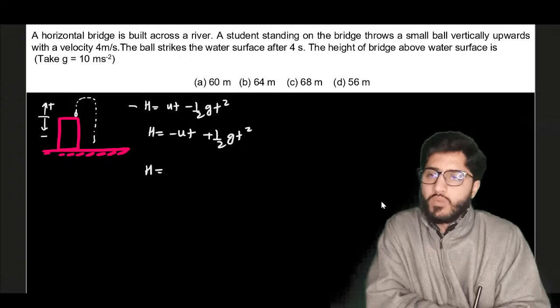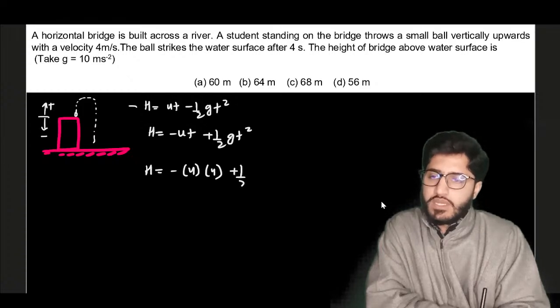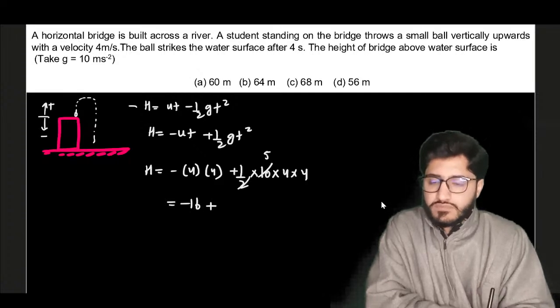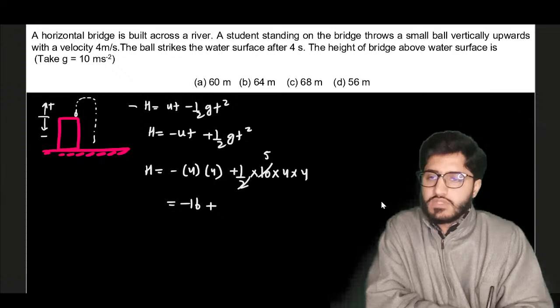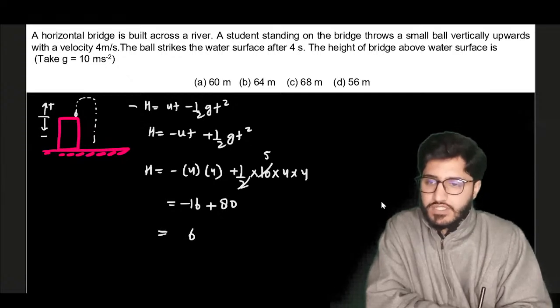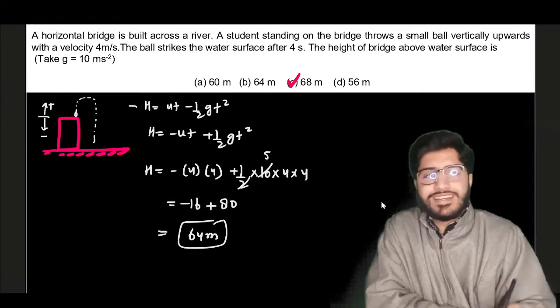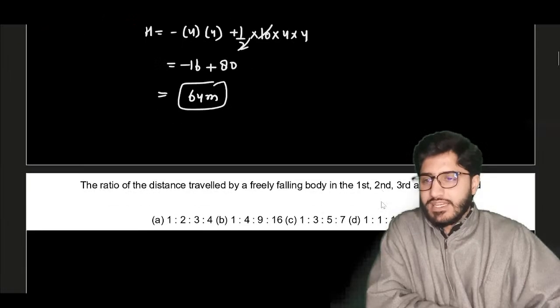H. What is u? It is minus 4. T is, I guess, again 4. Then plus 1 by 2. g is 10. Then it is 4 into 4, right? So I can write 2 on the 2, 2 5s are 10. So we have minus 16 plus 20 into 4. Is it 80? So 80 minus 16, I guess this one is 64 meters. 64 means option number C is correct, right? चलिए next पे चलते हैं.